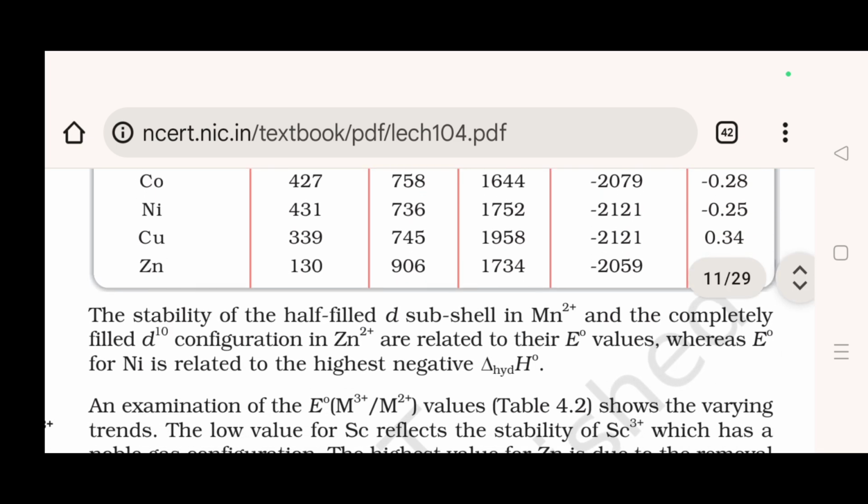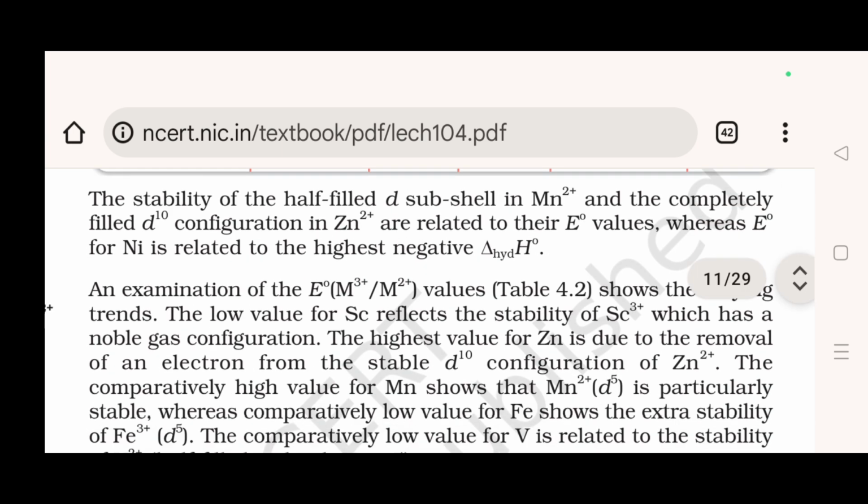The stability of the half-filled d subshell in Mn2+ and the completely filled d10 configuration in Zn2+ are related to their E0 values, whereas E0 for Ni, nickel, is related to the highest negative ΔhydH. An examination of the E0 values for M3+ to M2+ shows varying trends.